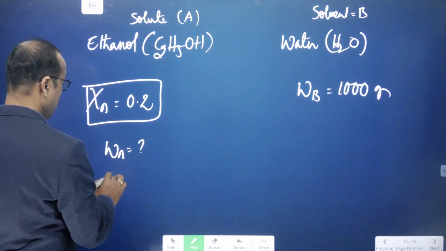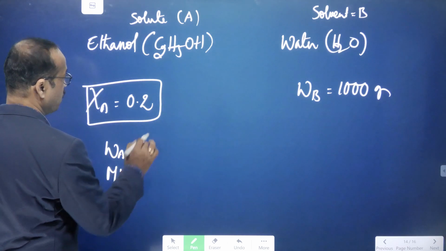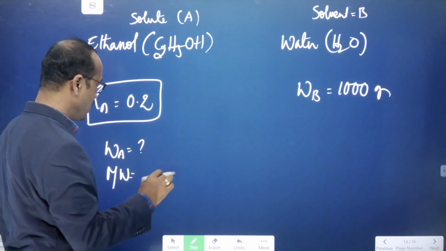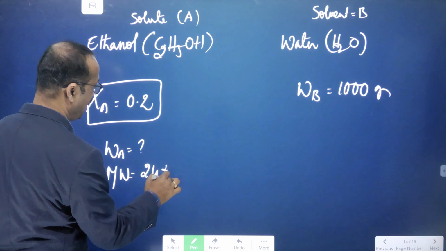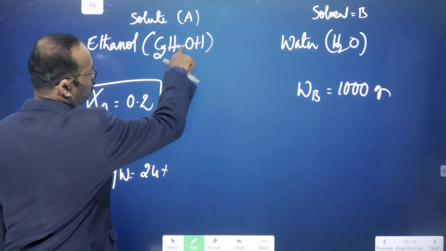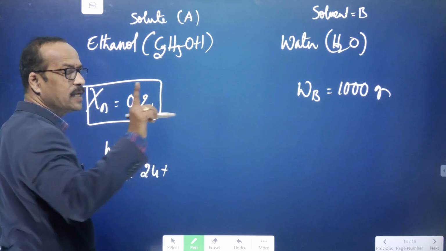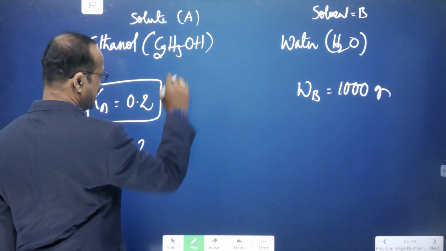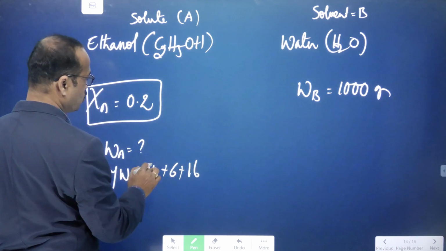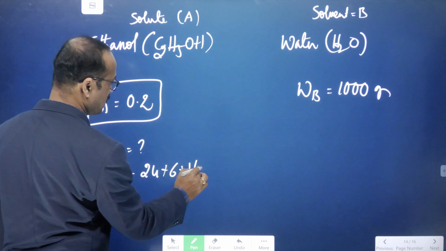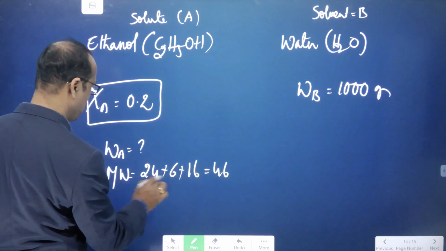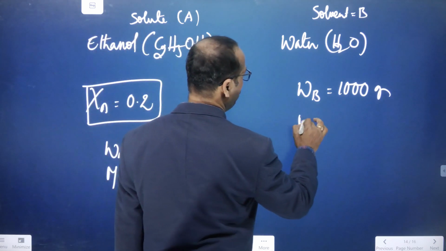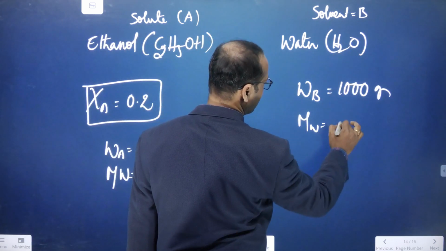Now here we need to find the mass, meaning weight, W. We don't know it, but you should know the molecular weight. 2 carbons are there, each carbon is 12, so 12 2s are 24. Plus 5 plus 1, total 6 hydrogens are there. Each hydrogen mass is 1, so 1 into 6 is 6. Plus 1 oxygen, which is 16. So 24 plus 6, 30 plus 16, 46. So molecular weight is equal to 46. Molecular weight of water is 18.